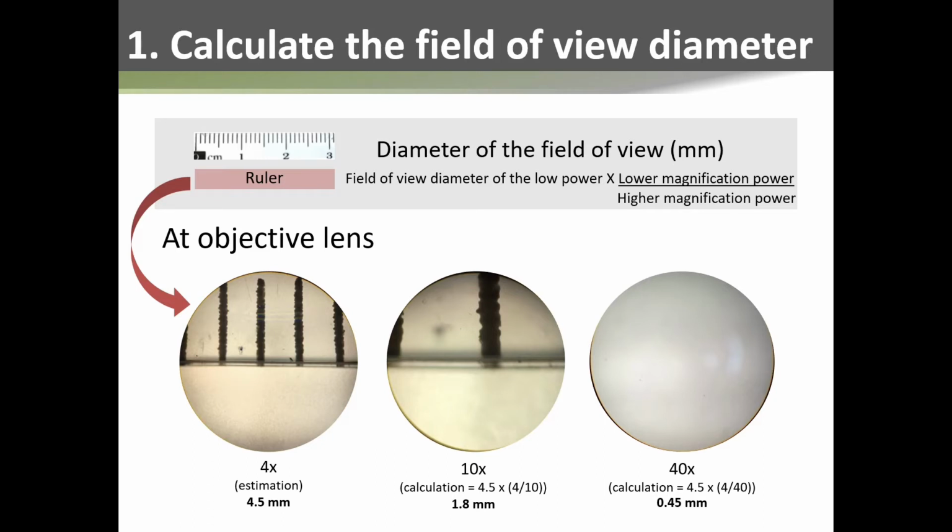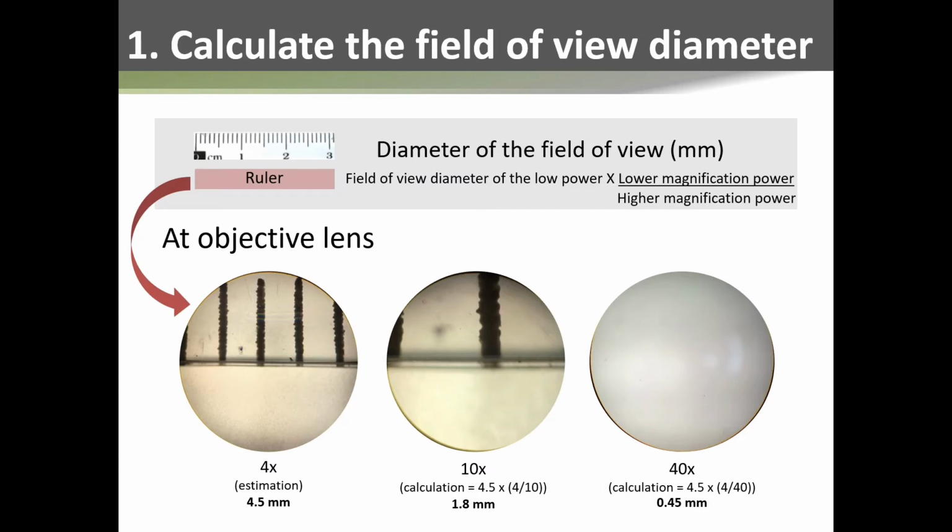In this slide, it can be seen that at the 4x objective lens, the diameter of the field of view is approximately 4.5 millimeters. Remember, this is only an estimation. Next, to calculate the field of view diameter at 10x and 40x objective lenses, the following formula can be used: the field of view diameter of the low power multiplied by the lower magnification power divided by the higher magnification power.